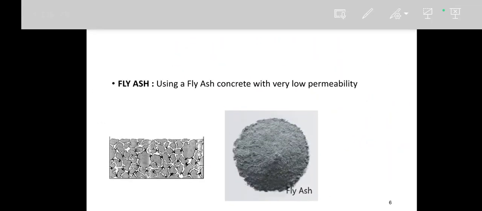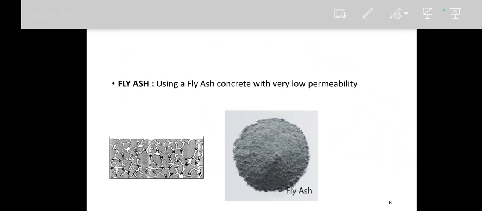As I already said, concrete is a porous material. So if you fill these pores with fly ash, as you might have seen in the market nowadays, there is Portland Pozzolana Cement, PPC. This is the cement being sold, and this type of cement contains some percentage of fly ash.